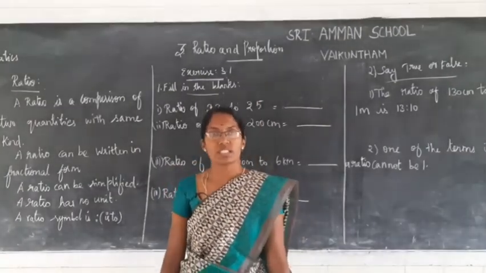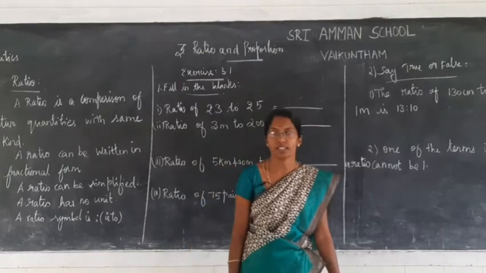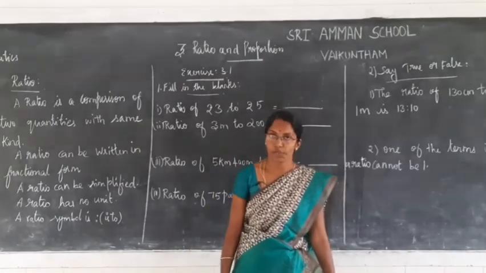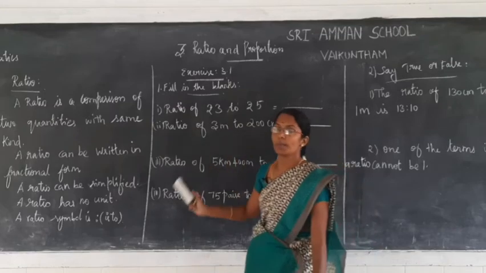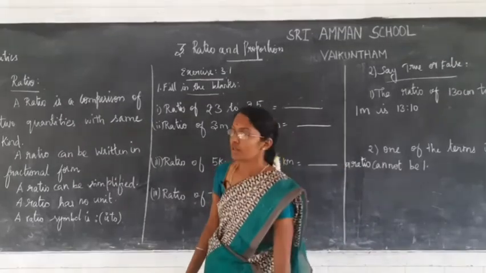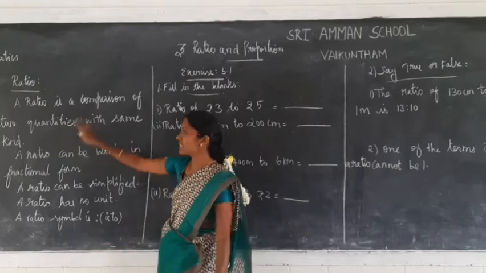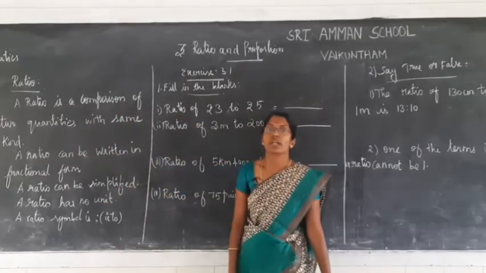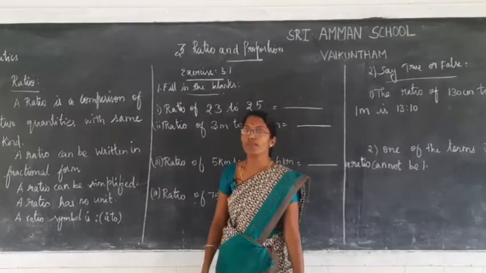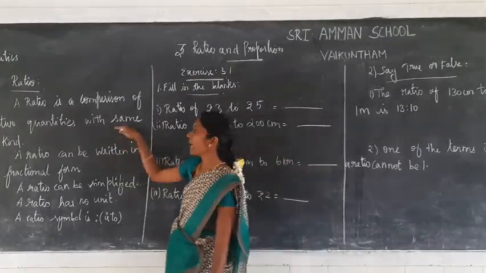So last session we discussed the chapter numbers. Today we are going to discuss the chapter ratio and proportion. Okay. So what do you mean by ratio? Ratio is a comparison of two quantities. Ratio is a comparison of two quantities of the same kind.